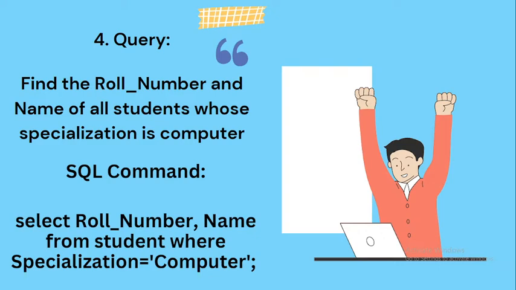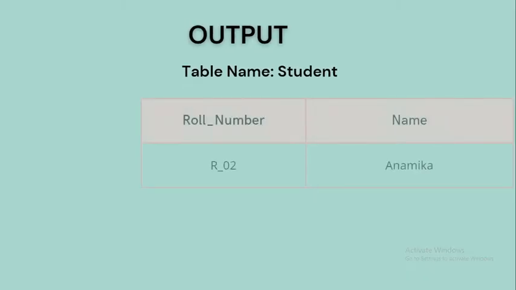So for this, what command are we writing? Select space roll number comma name from table name, which is our student, where condition is replaced with column name is equals to value. So here column name is specialization is equals to value is computer, which we have to keep inside a single quote. So let's see, if we execute this particular command, what will be our output.